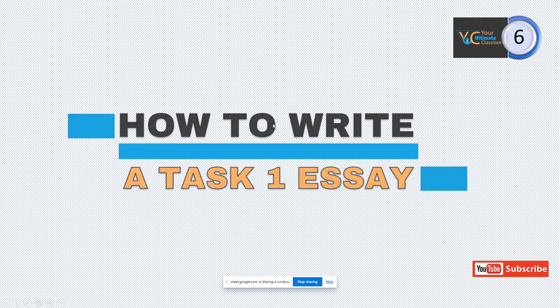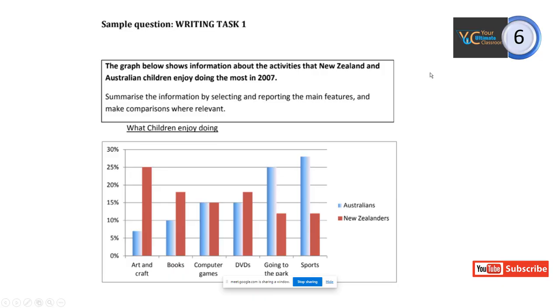Today we are going to look at how to write a task 1 essay. We are going to combine all the lessons you've done except lesson 1, which is the speaking test. At the end of the day, you get to know how to write a task 1 essay. The task 1 should take you 20 minutes, and within those 20 minutes you are supposed to write 150 words.